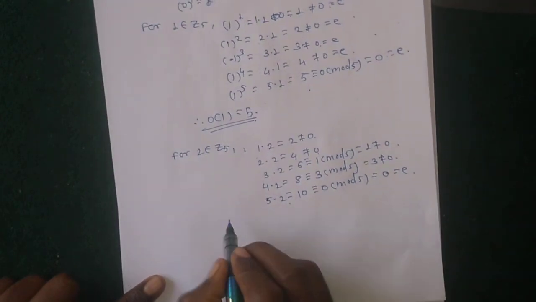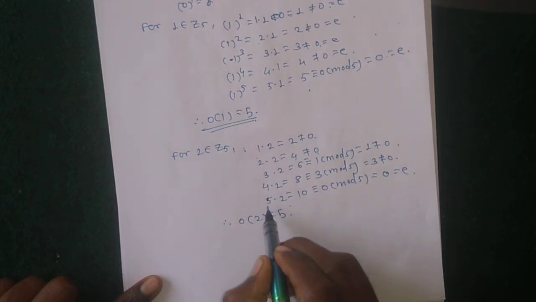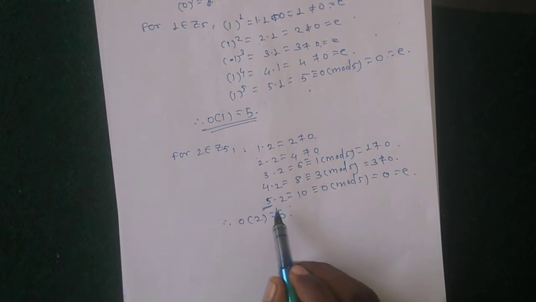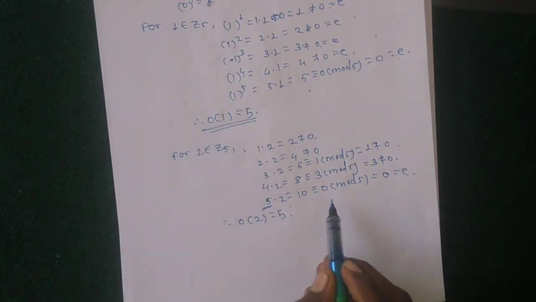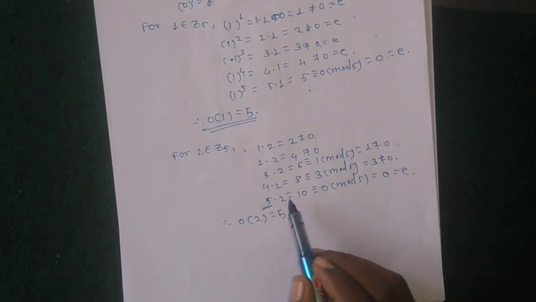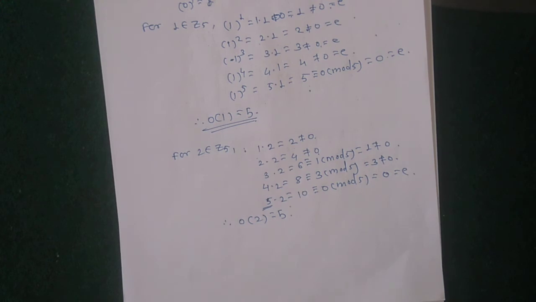Therefore the order of 2 is 5, because 5 is the smallest positive integer. Similarly here, 10 into 2 is also congruent to 0 modulo 5, because 20 is congruent to 0 modulo 5, but 10 is not the smallest positive integer, 5 is the smallest positive integer. Therefore the order of this 2 is 5.